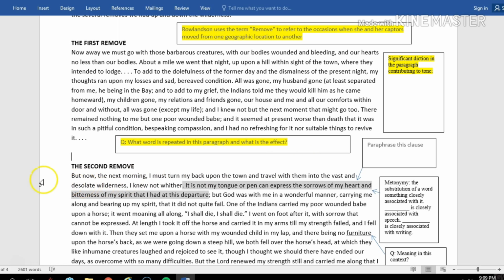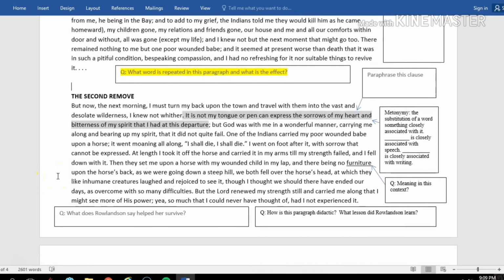The second remove. But now, the next morning, I must turn my back upon the town and travel with them into the vast and desolate wilderness. I knew not whither. It is not my tongue or pen can express the sorrows of my heart and bitterness of my spirit that I had at this departure. But God was with me in a wonderful manner, carrying me along and bearing up my spirit, that it did not quite fail. One of the Indians carried my poor wounded babe upon a horse.